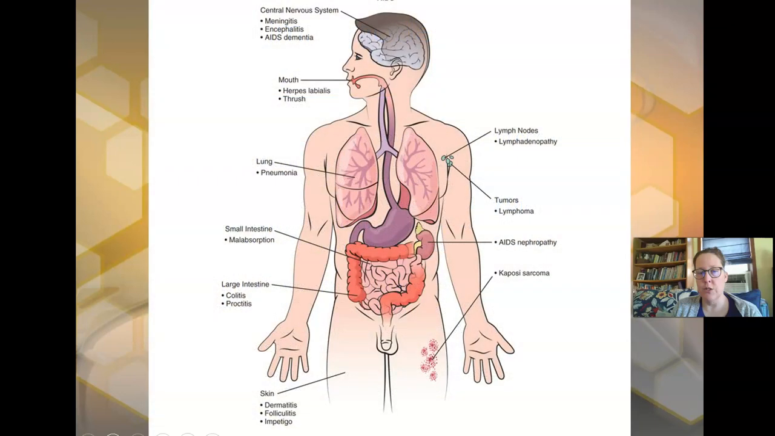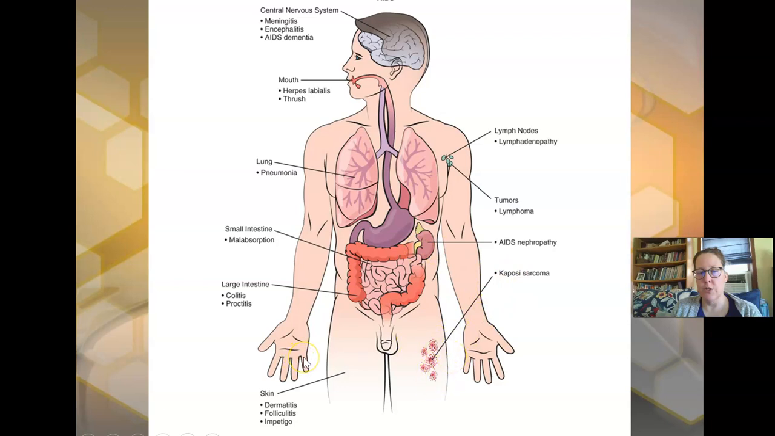So here are the signs and symptoms of AIDS. In the central nervous system, you can get meningitis, encephalitis, and AIDS dementia. In the mouth, you have herpes sores or cold sores and thrush, which would be the presence of yeast. In the lymph nodes, you get lymphadenopathy. In the thymus, you get lymphomas. You can get AIDS nephropathy that affects the kidneys. You can get Kaposi sarcoma, which is a type of skin cancer that's typical of AIDS patients.